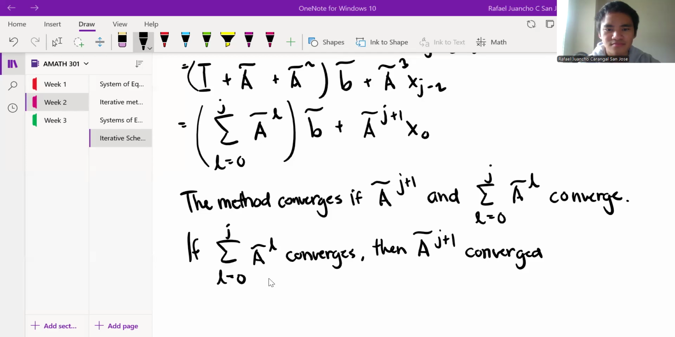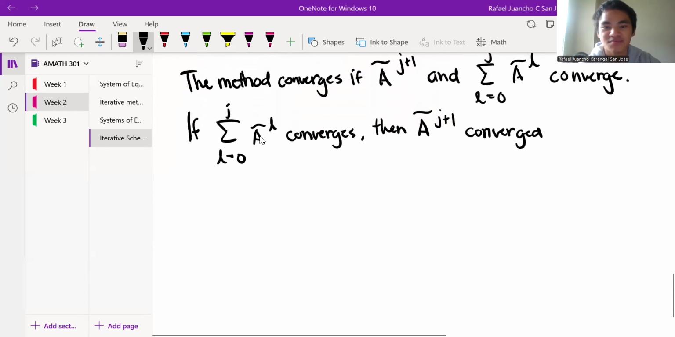I'm thinking of how I'm gonna go about this lesson because this is a bit proof based. Okay, let me just go through some of them. I'm not gonna go through the geometric series, but the idea is that if this summation converges as my A tilde goes to that j value, then my j plus one also converged. That's what it means.